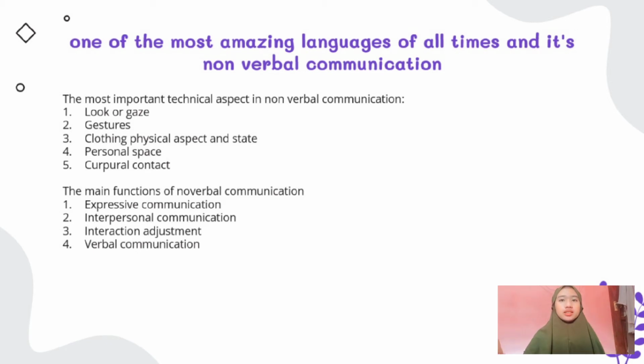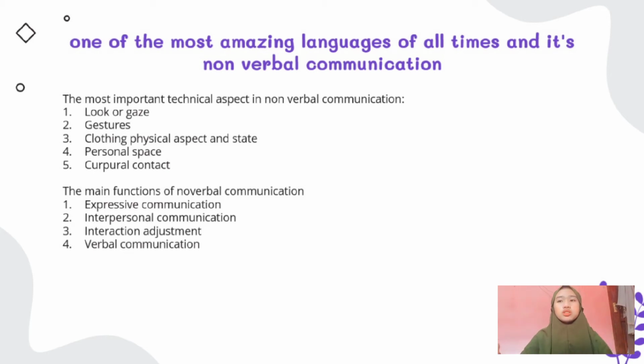Three is clothing, physical aspect and state. People do judge you upon your physical aspect. People do judge a book by its cover. For example, color codes. If I went to a funeral wearing yellow, orange, bright pink, it would not be respectful. So just be aware of it.